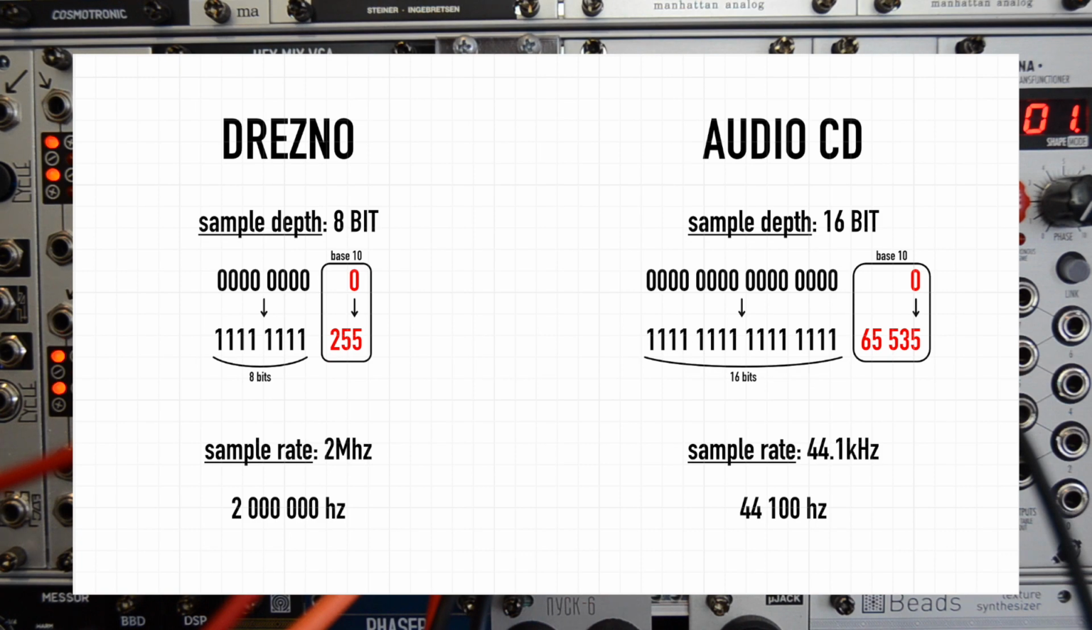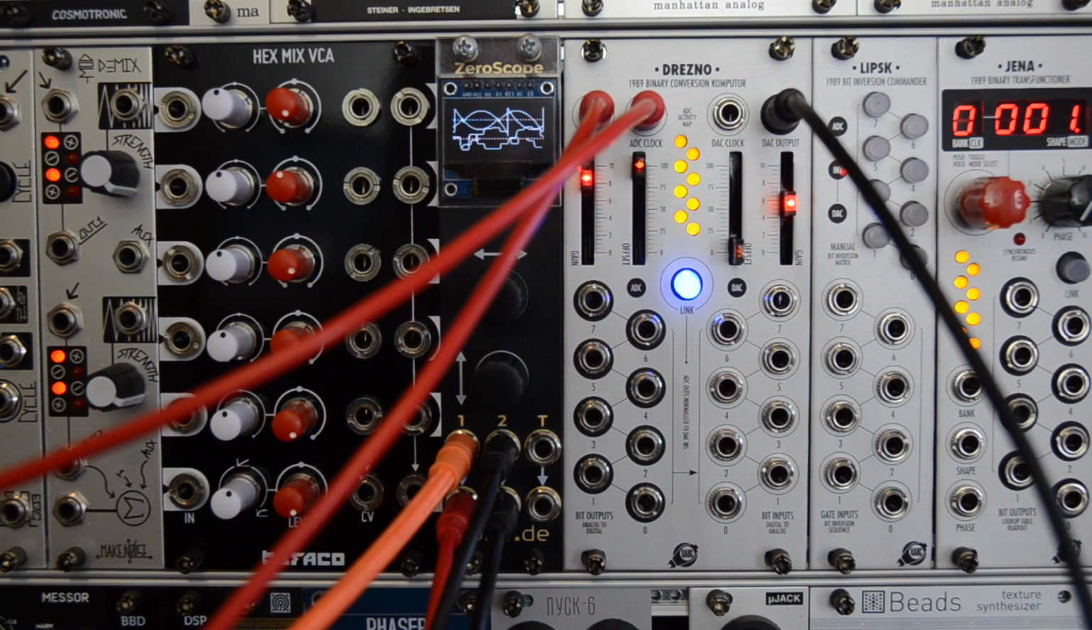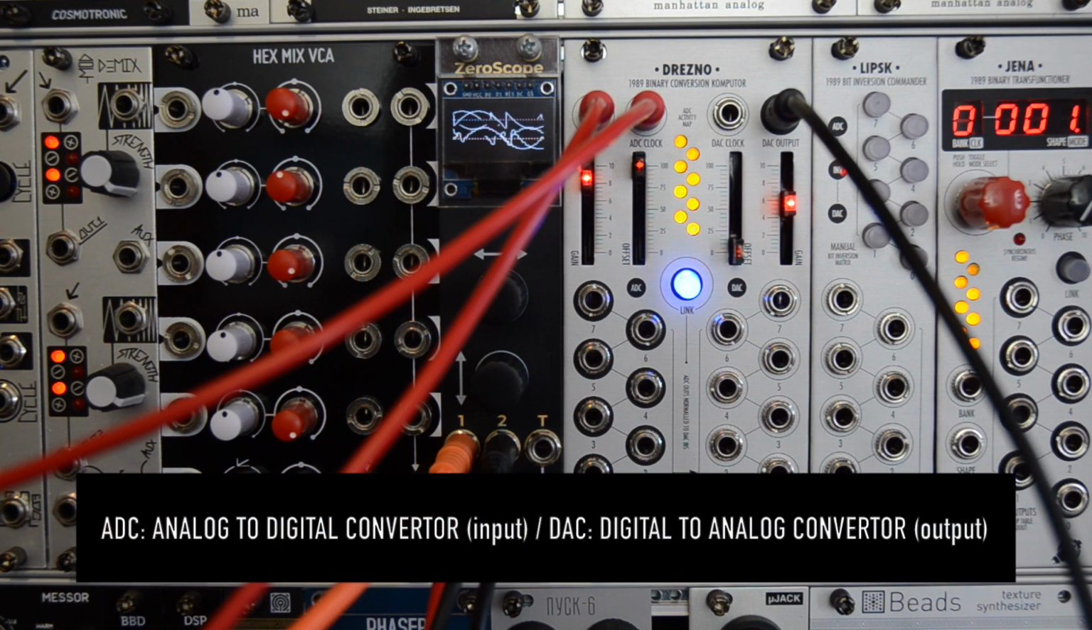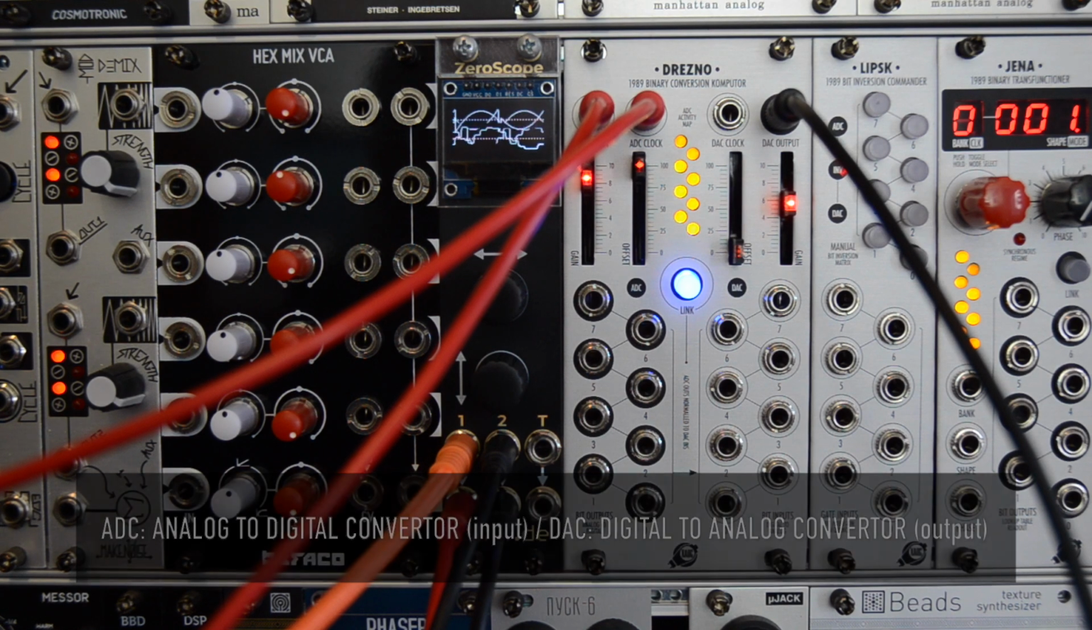DREZNO gives us the ability to manipulate the signals that are going through in a variety of ways. For example, you can remove single or several bits by simply not patching them. You can replace bits by sending in gates, CV or even LFOs and VCOs. You can also play around with the sample rate by sending in your own clock into the ADC or DAC, further expanding the sonic possibilities of this elusive piece of gear.